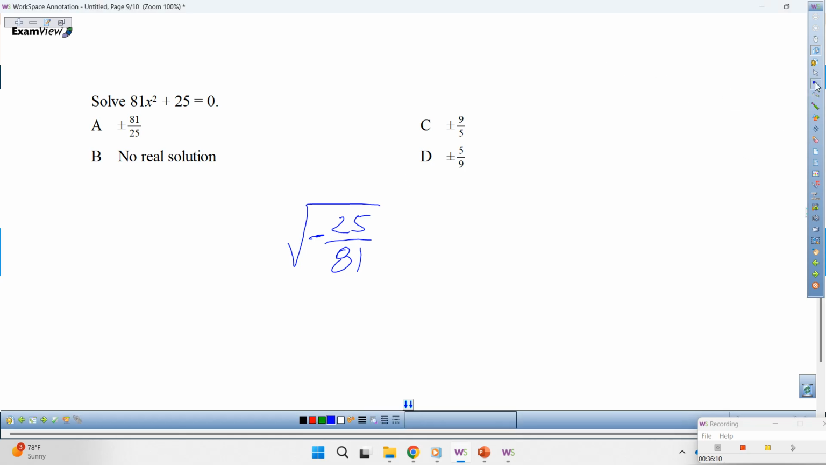Elijah, pass someone. Joseph. B. That is correct. No real solution. Everybody, why? Because of this negative square root. Yes?